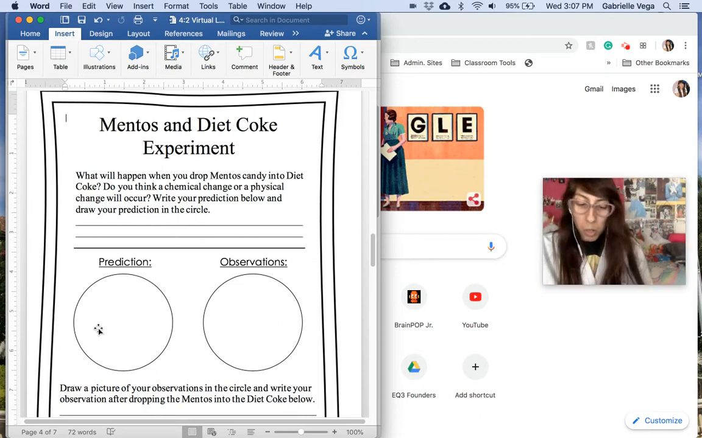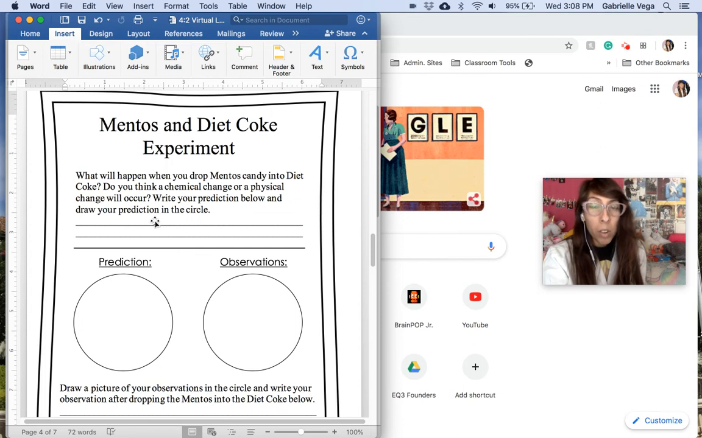Now, using what your materials look like before, go ahead and write down on the lines here, what do you think will happen when we drop these little Mentos into the Coke bottle? Write it in words here, and then draw a picture here of your prediction. Make sure that you are also predicting whether a physical change will happen or whether a chemical change will happen. And then we will go outside and do our experiment.